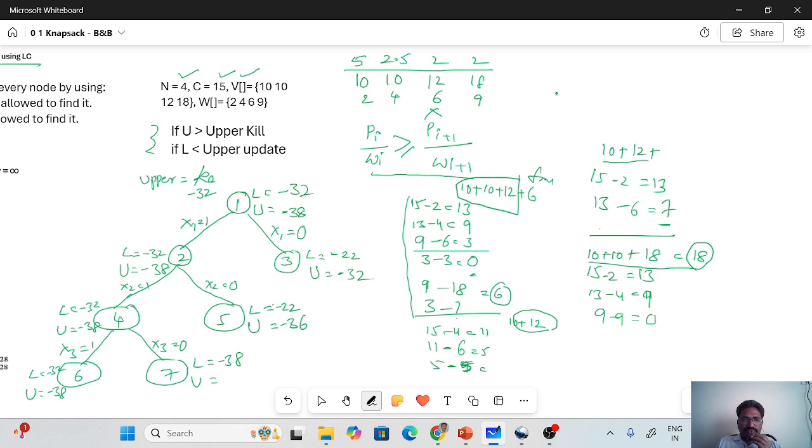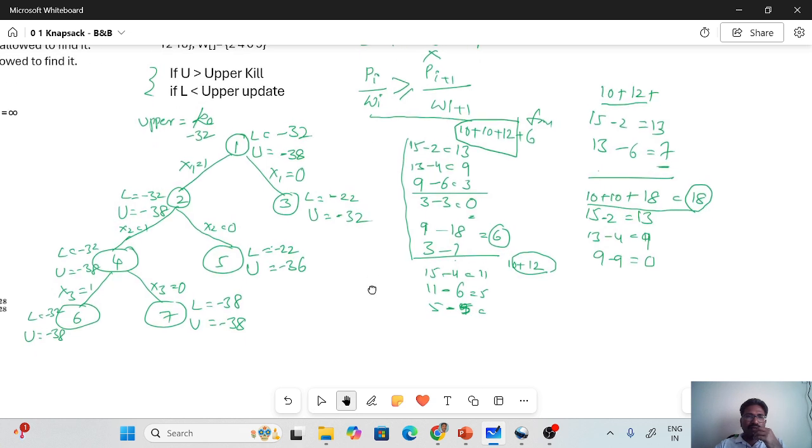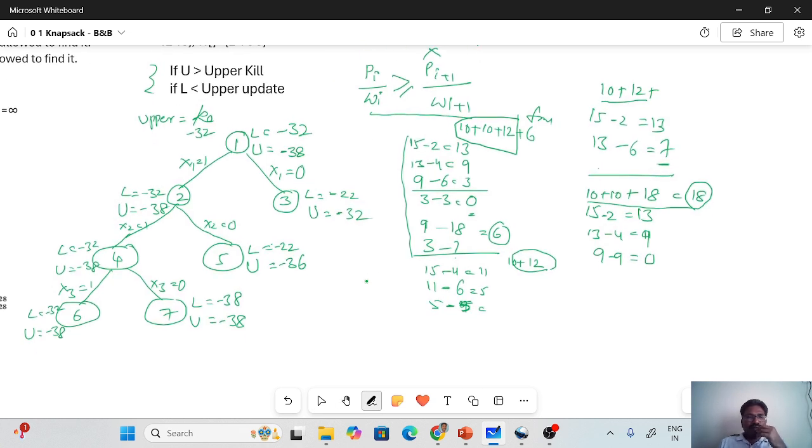What about with the fraction? There is no free space in the knapsack, so that is also the same. What is that with fraction? That is our U, minus 38. Now once again you want to check two conditions. U must be compared with the upper, and also L with the upper. What is our U? Minus 38. So minus 38 is greater than upper?